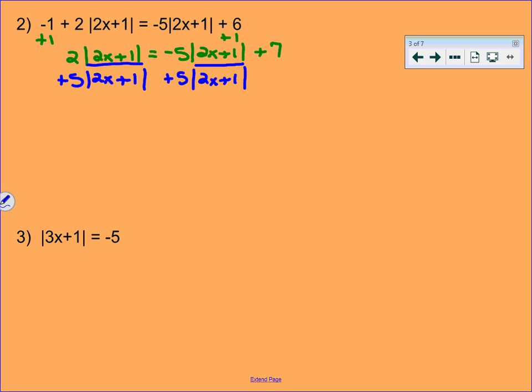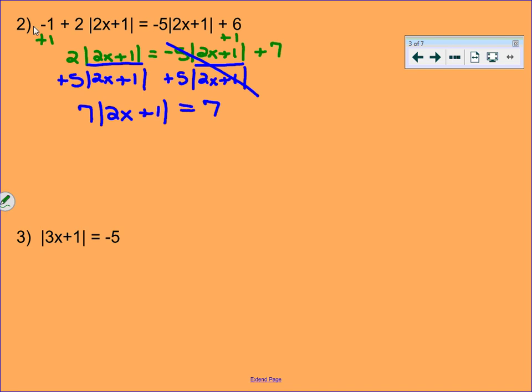So when we do that, the -5 and the +5 of the absolute value cancel, and all we have is a 7 with our absolute value. 2x plus 1 is now equal to a regular 7. So you can see, hopefully now, that we're starting to get closer to that form that we wanted from the last problem that we did.